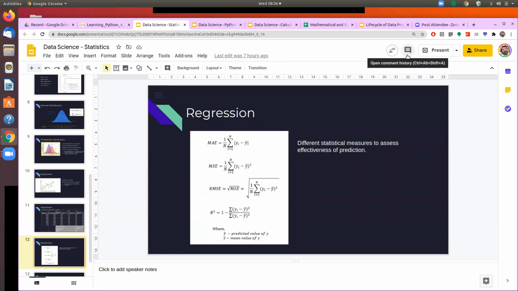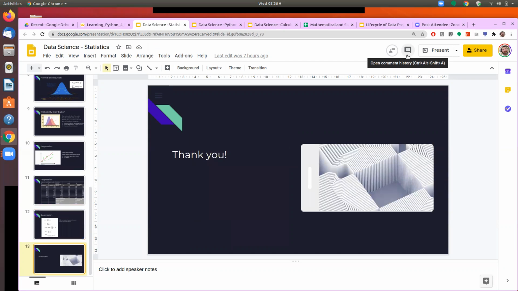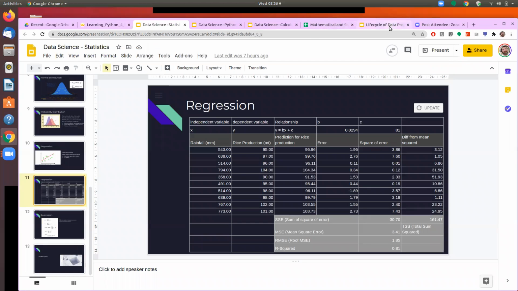This part we have done. These are the equations also I have given you. VIF part, I think we were discussing here.